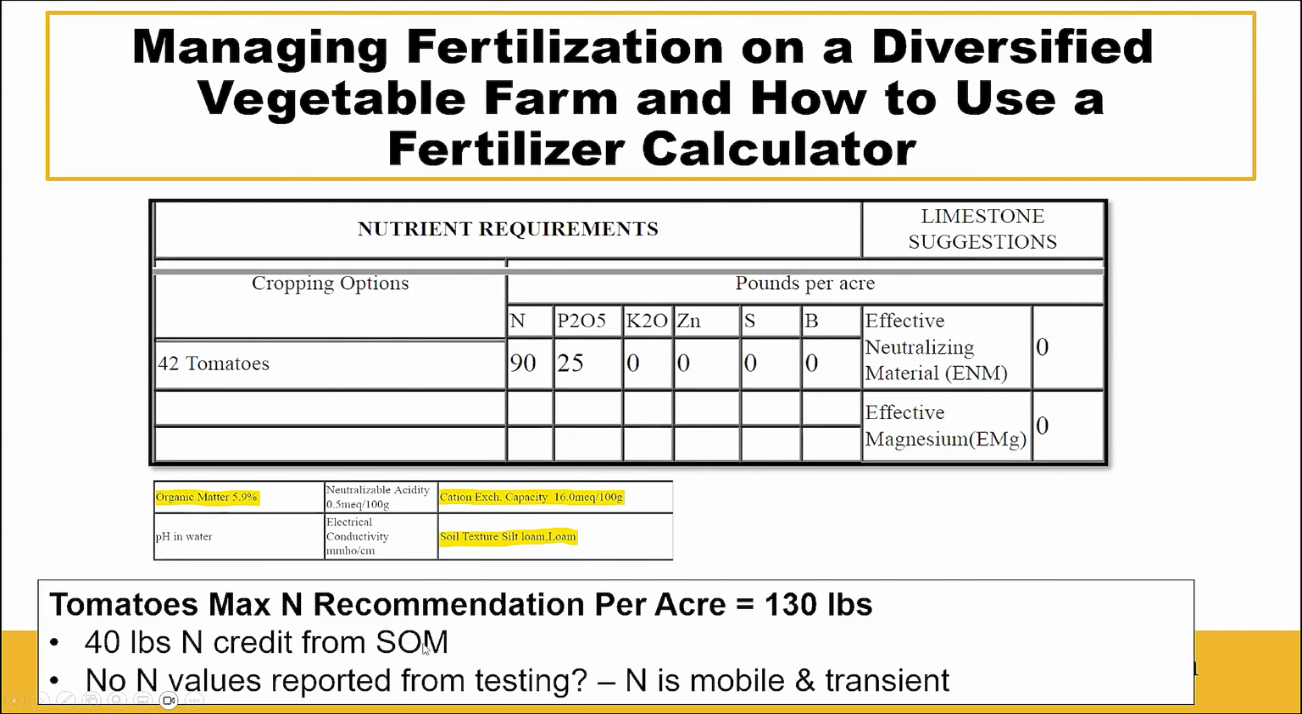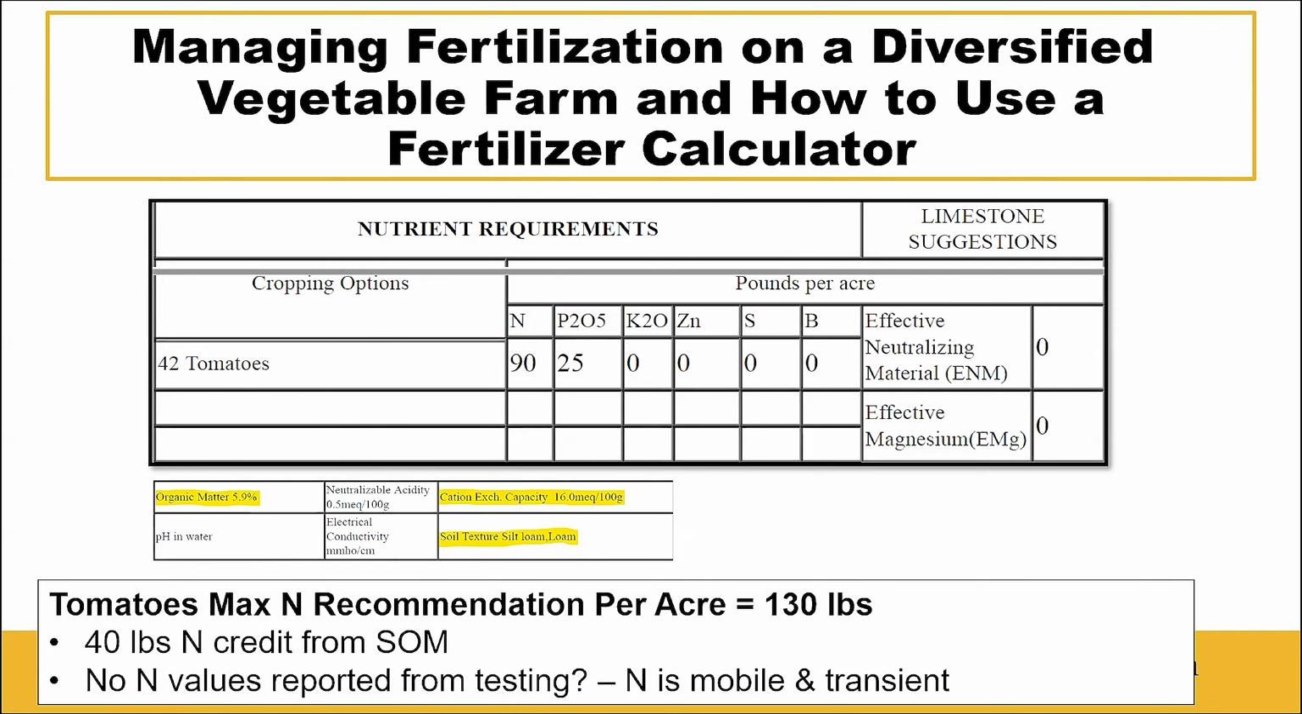So that organic matter over the course of the growing season will be mineralized by bacteria and the nitrogen will be released in a plant available form. So we have some nitrogen credit in the bank. You'll notice that a soil test report in general will not report actual nitrogen values in the soil because nitrogen is mobile and transient, and a nitrogen value isn't very helpful when you're figuring out a fertility management plan.